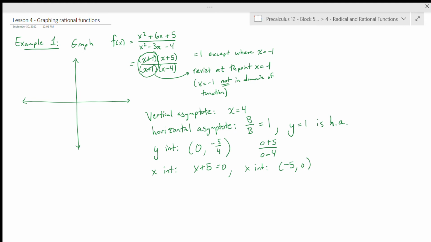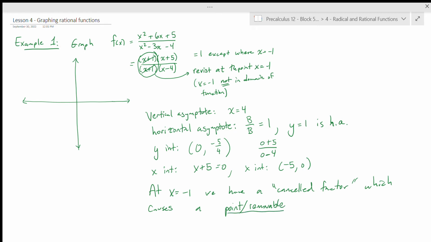And finally, let's take a look at what we think is happening at x equals minus 1. At x equals minus 1, we have a canceled factor, which causes what we call a point or removable discontinuity.